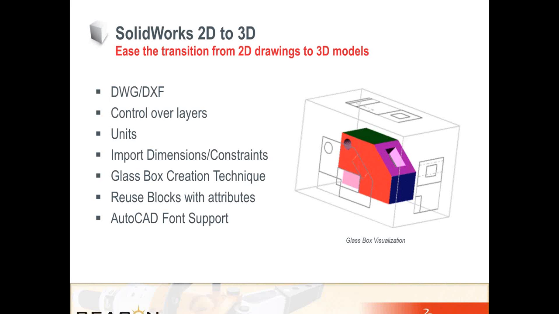You can bring in any existing DWG or DXF file, and you have control over the layers, so you can bring in only the layers that are important to you. You can assign units, and you can even import dimensions or constraints, which may be 2D CAD associative dimensions, and SolidWorks will convert them to SolidWorks native dimensions, so that the whole thing is now parametric, and you can easily edit and incorporate any design changes that you may come across.